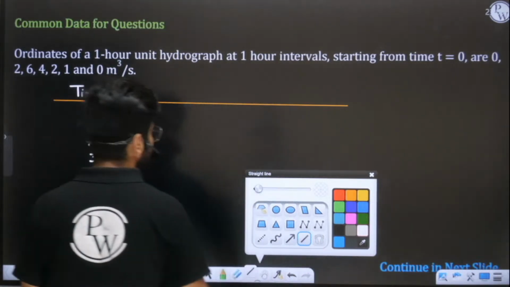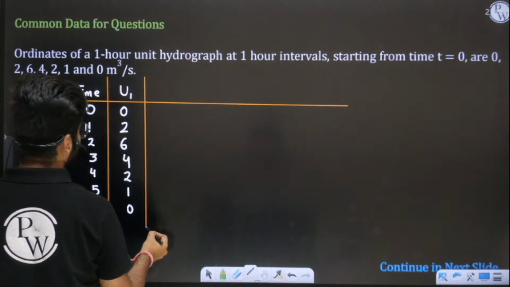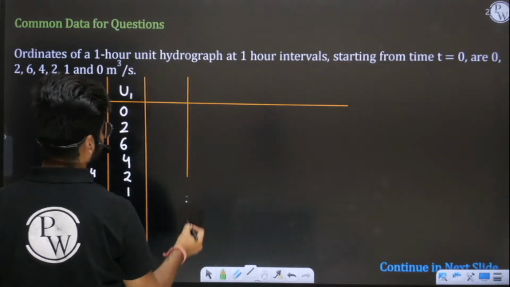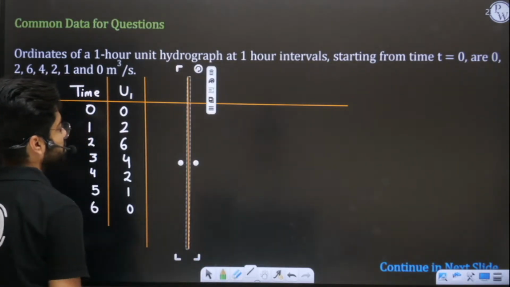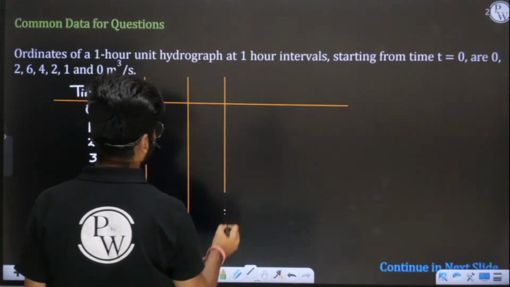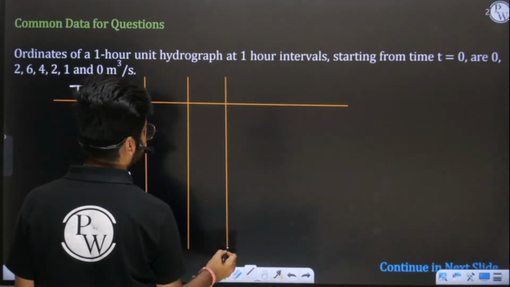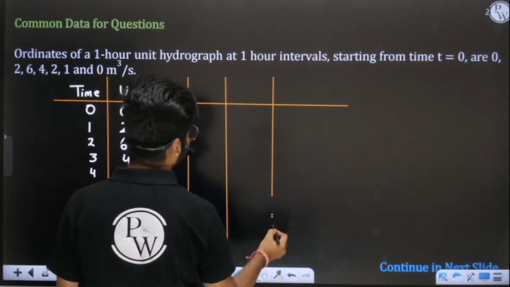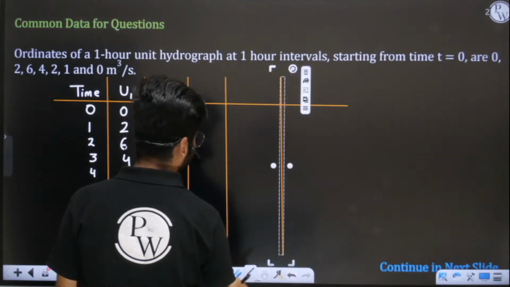If you want to convert it by method of superposition, you have to lag it 2 times. And if you want to do it by S curve, first you have to draw S curve, then you have to lag S curve by 3 hours. Then you have to do S1 minus S2, and at last you have to divide it by T by D. Tell me, by which method should I solve?